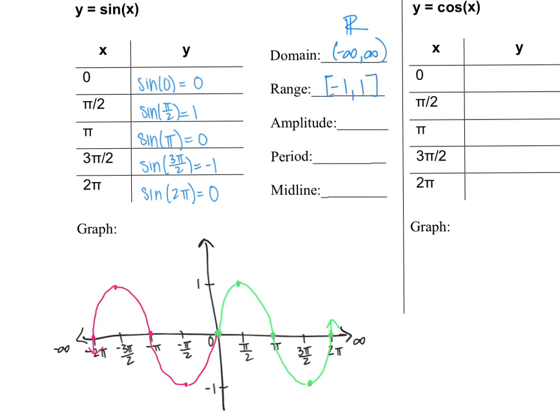And so I'm going to use brackets to show that it goes between those numbers, because it actually touches at negative 1, it actually touches at positive 1. So I want to use brackets.